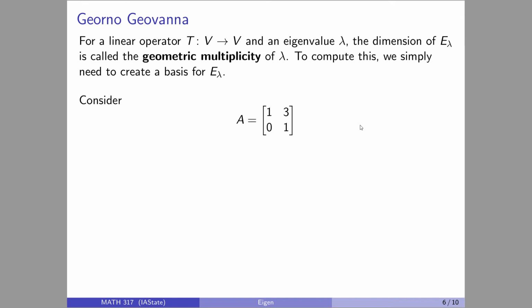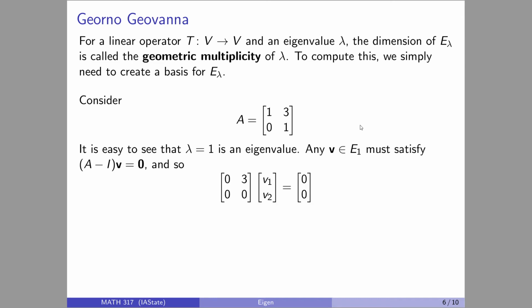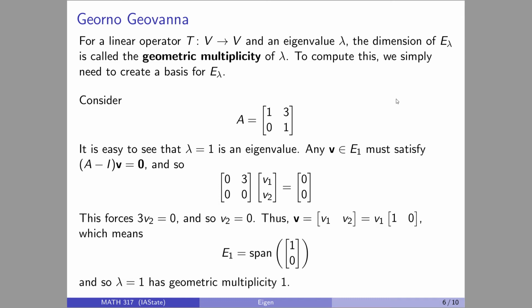So how do we get one? Well, let's do an explicit example. Let's take the matrix 1, 3, 0, 1. Lambda equals 1 is an eigenvalue. Hopefully it's pretty easy to see that. Anything in its eigenspace, note E sub 1, because the eigenvalue is 1, has to satisfy that equation, which means we've got this matrix equation, and from this we see that v2 has to be 0, but v1 never shows up. So v1 can be whatever we want it to be. So that means every element of the eigenspace can be written as v1 times (1, 0). So in other words, the eigenspace is spanned by the vector (1, 0). So it has a geometric multiplicity of 1. Nice. Pretty cool.